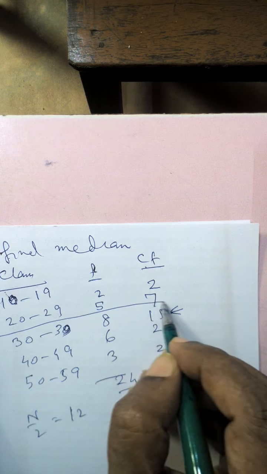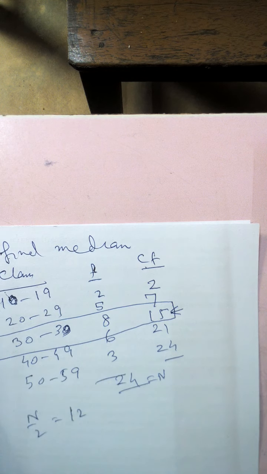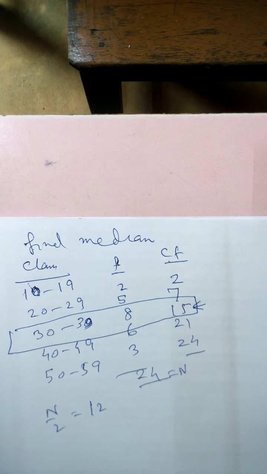So our focus will be this class. This is called the median class. Why? Because n by 2 is 12, and 12 is more than 7, less than 15. So the 15 cumulative frequency corresponds to the median class.